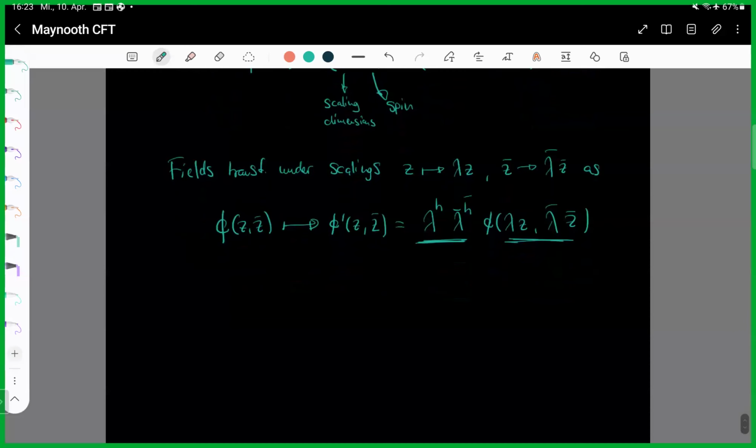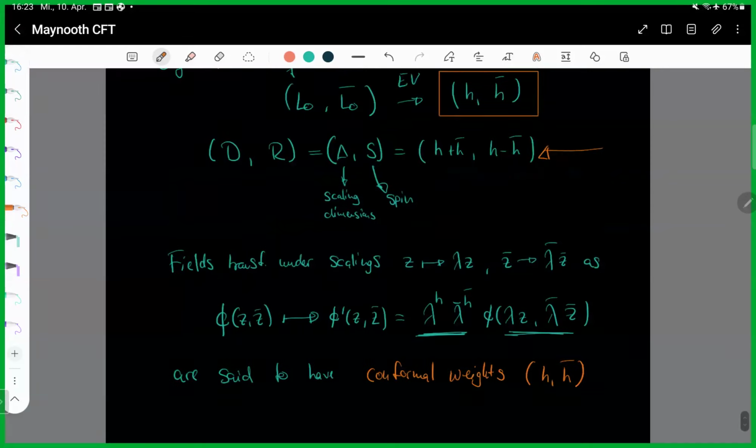And so these fields are said to have conformal weights h and h bar. I didn't say this above, so h and h bar are going to be called the conformal weights.